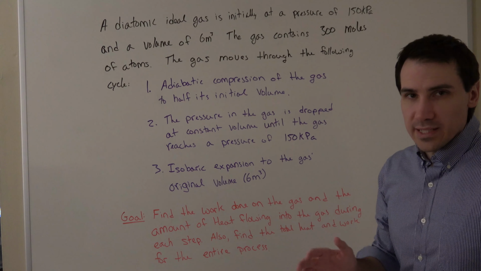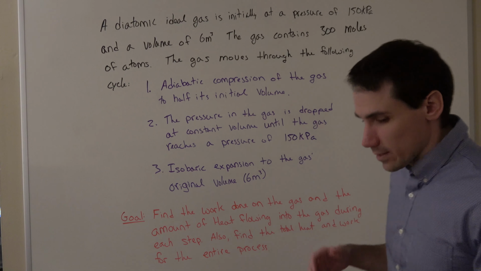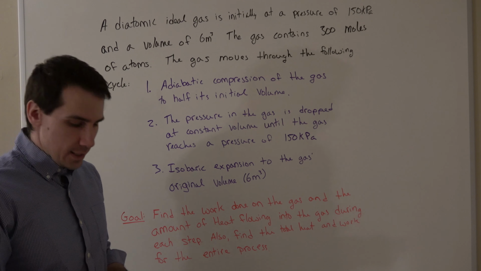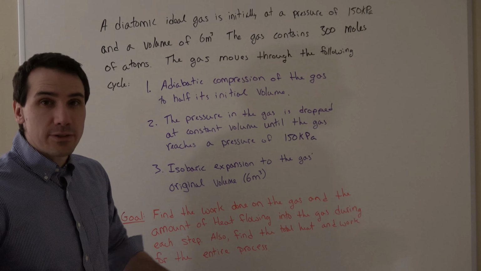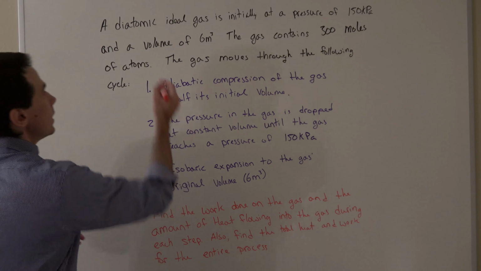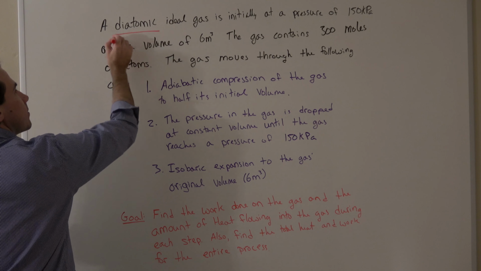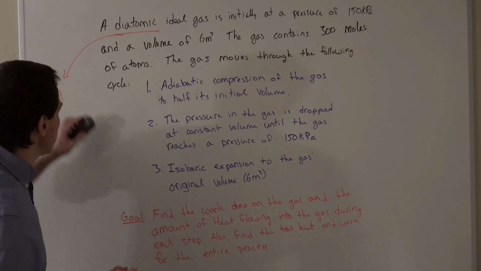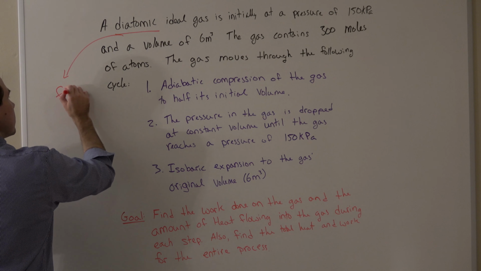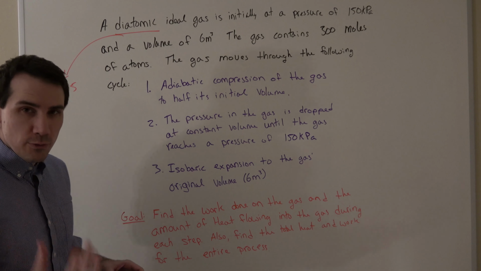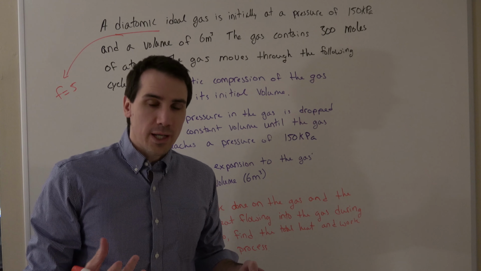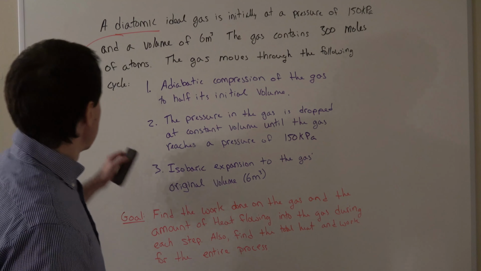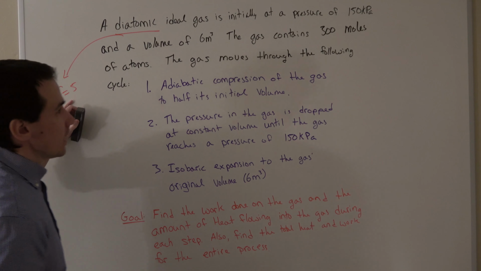Now, the first thing that I do when I look at a problem like this is I try to pick out any keywords or key values that are given to me. So the keyword diatomic tells me that the number of degrees of freedom is 5. There are 3 degrees of freedom for translational energy and then 2 degrees of freedom for rotational energy. So my degrees of freedom is 5.